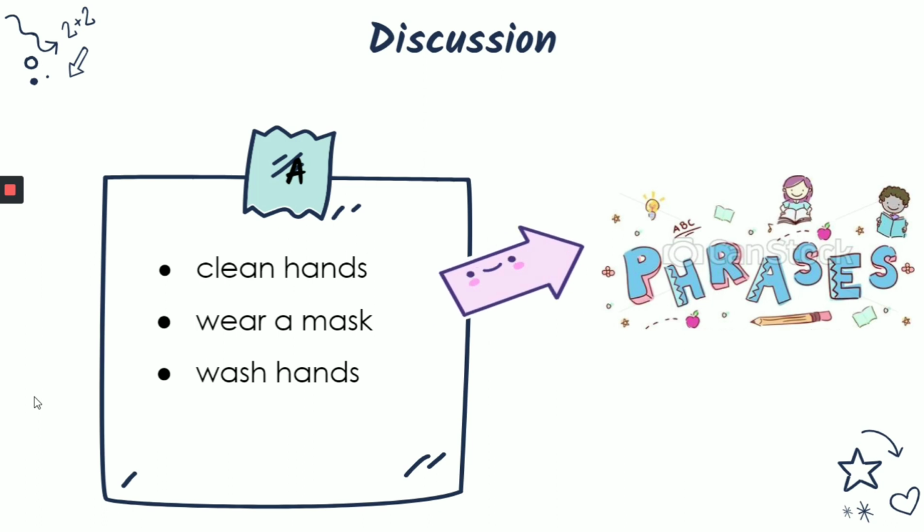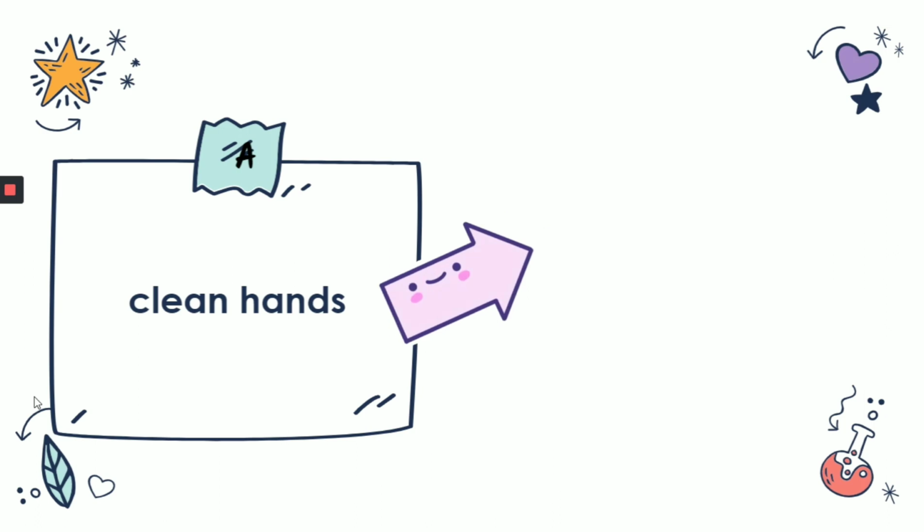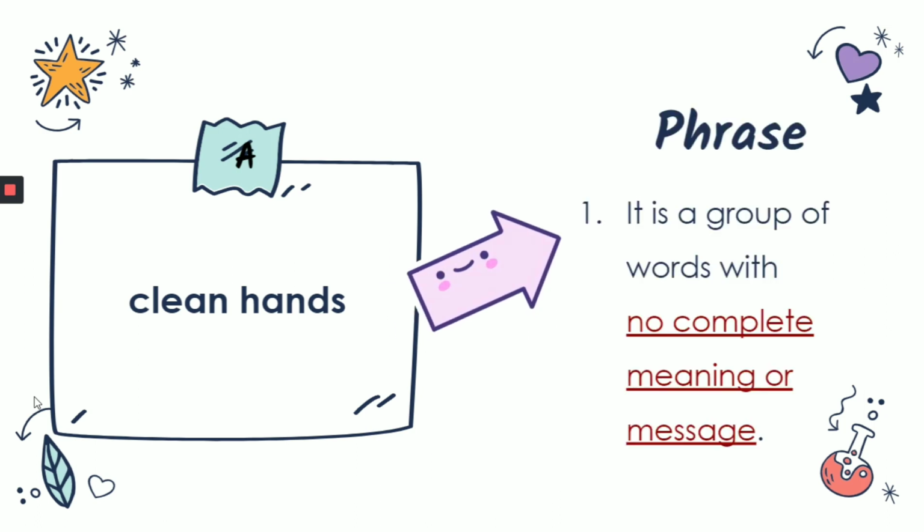Do you have any idea about a phrase? Yes, look at letter A, clean hands. A phrase is a group of words with no complete meaning or message. Because look at the words clean hands, it has no complete meaning or no complete message.